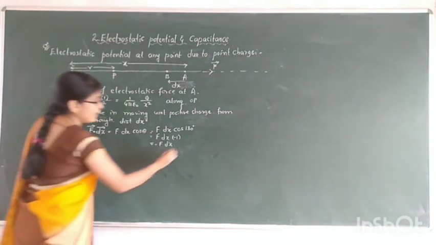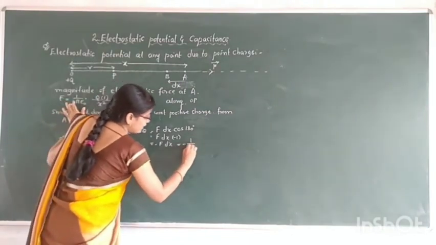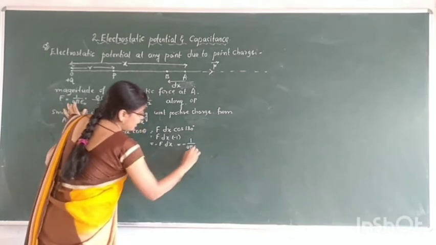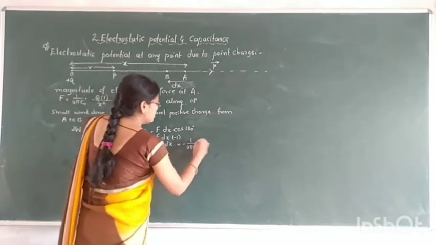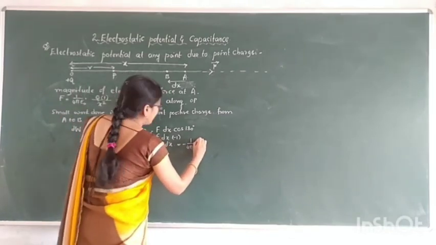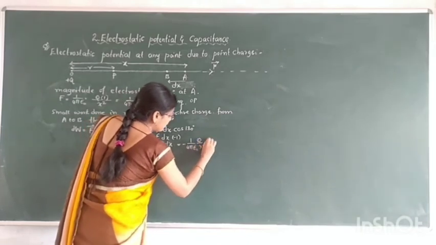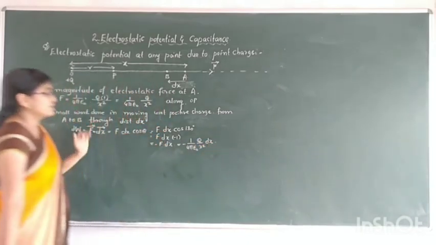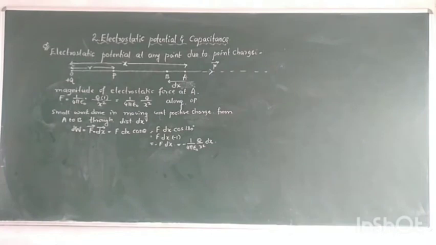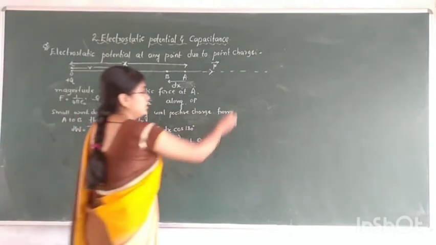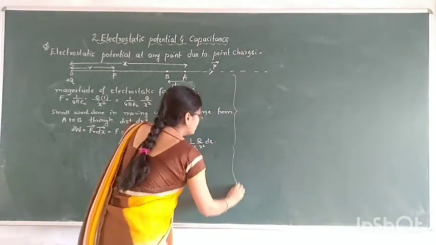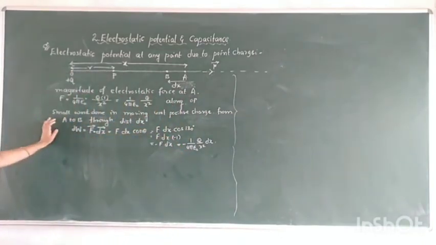Now substitute the F value: minus into 1 by 4 pi epsilon naught into q by x square into dx. Okay, now here we can find it is the small work done.